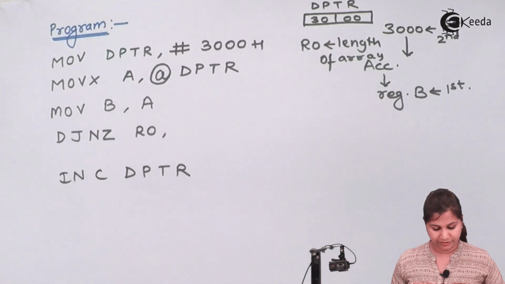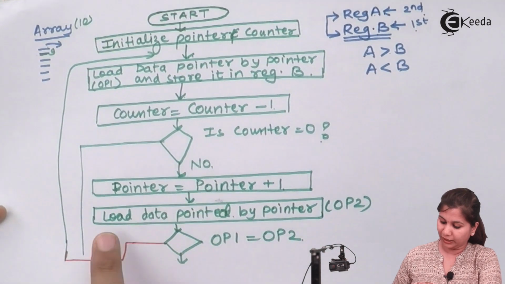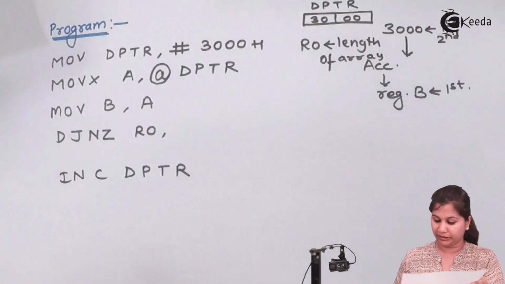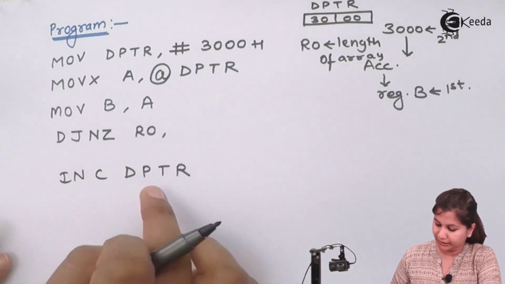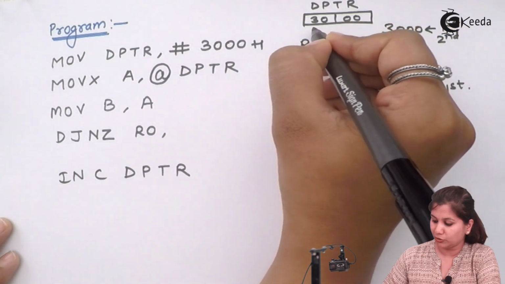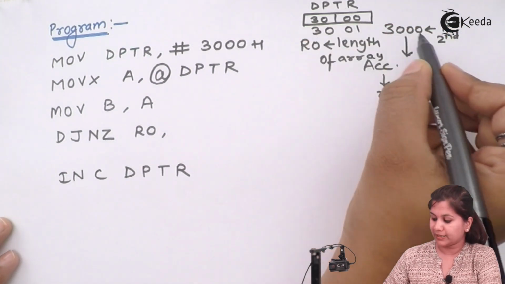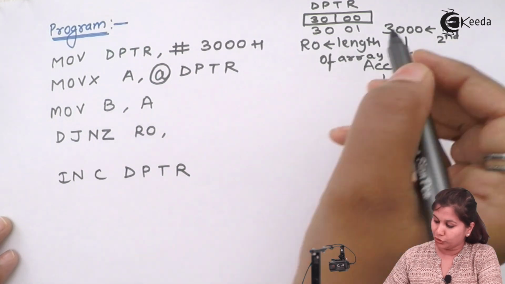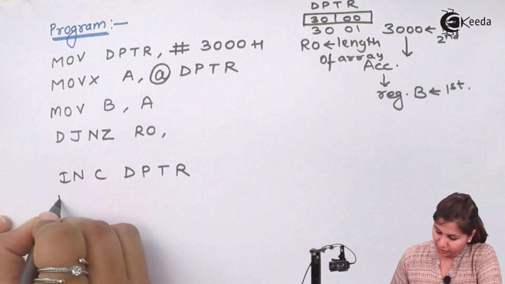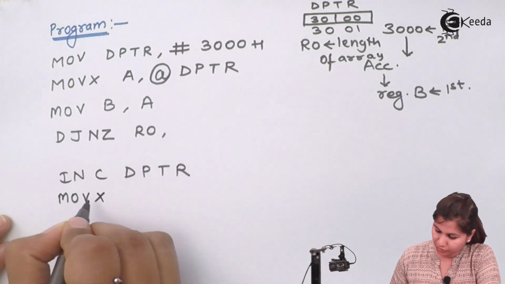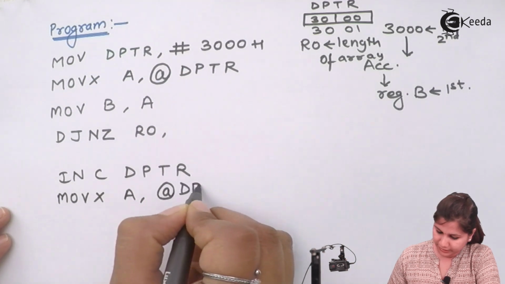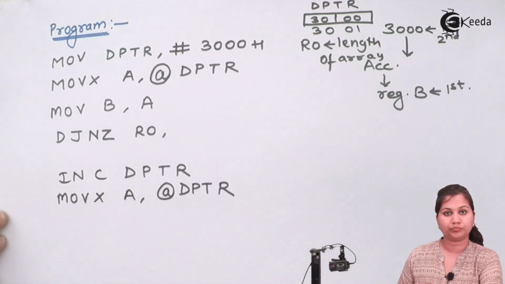Okay, now after incrementing the pointer, we have to load the data which is pointed by the pointer into the accumulator. So next, again the data pointer is being incremented. Now it has become 3001. Next number, the second number, will be there. So now that second number is again shifted into the accumulator. So again we will write this instruction, MOVX A, @DPTR, indirect addressing.